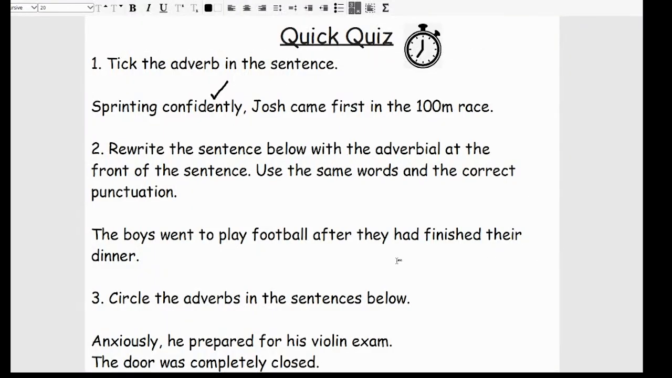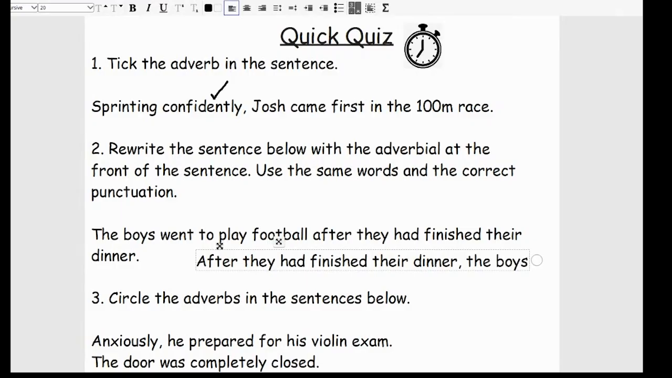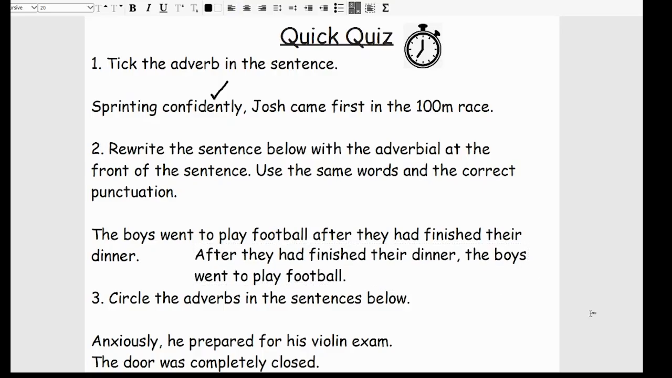So what I'm going to do is put my adverbial first. My adverbial is going to be "After they had finished their dinner," comma after the fronted adverbial, "the boys went to play football." And that would be a nice easy one mark.